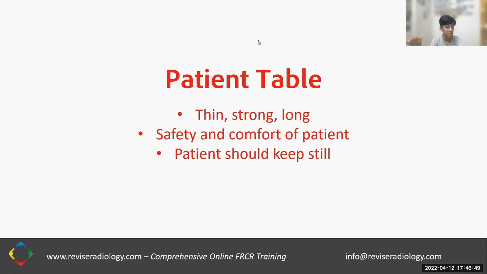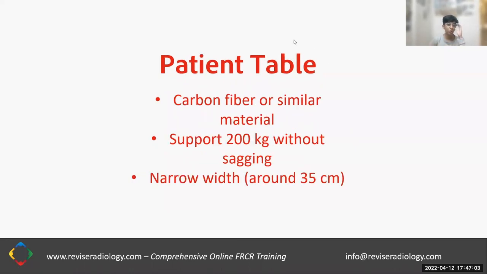It needs to be strong enough to hold the patient's body without moving itself. It needs to keep the patient as comfortable as possible, because a patient who's comfortable will also move as little as possible. So the ultimate goal of patient table design is to have the patient be still. So it will be constructed of carbon fiber or similar material. It should be able to support 200 kilograms without sagging.